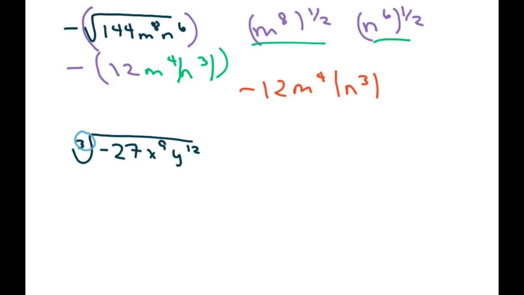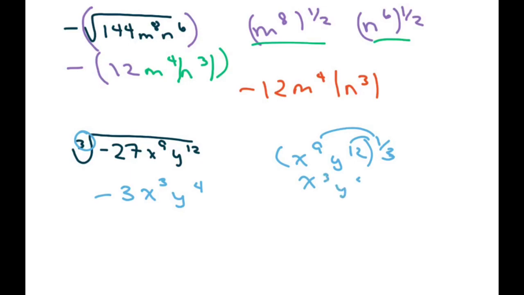Okay, we're starting off with a cube root here. So basically, this is going to be -3. This is going to be x cubed, y to the 4th. Basically, I'm taking x to the 9th, y to the 12th, to the 1/3, and you just multiply those, and you get x cubed, y to the 4th.